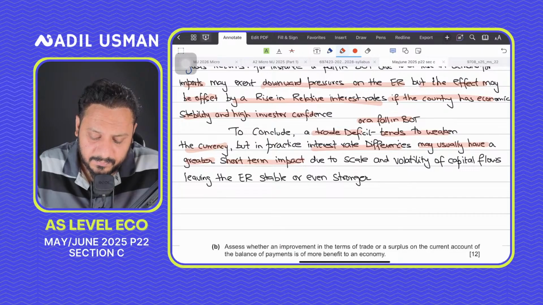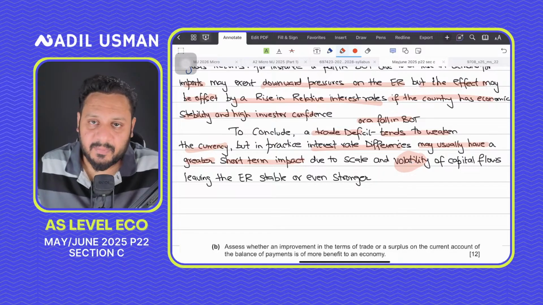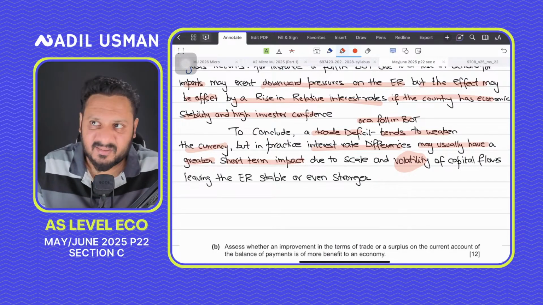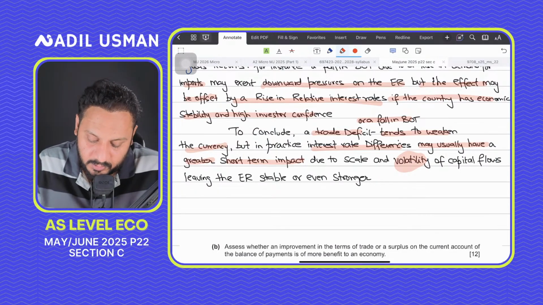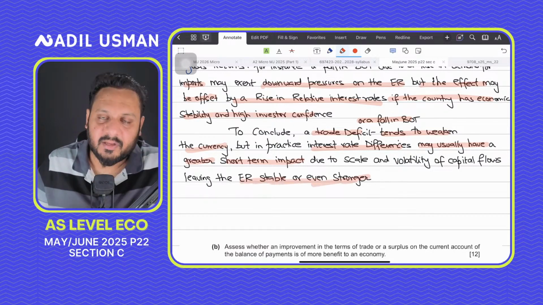So that's why I'm saying that interest rate differences might have a greater short-term impact due to scale and volatility. Volatility का मतलब होता है, guys, कि immediate sudden movements. Suddenly something could go up, suddenly something could go down. Due to scale and volatility of capital flows, leaving the exchange rate either stable or even stronger.